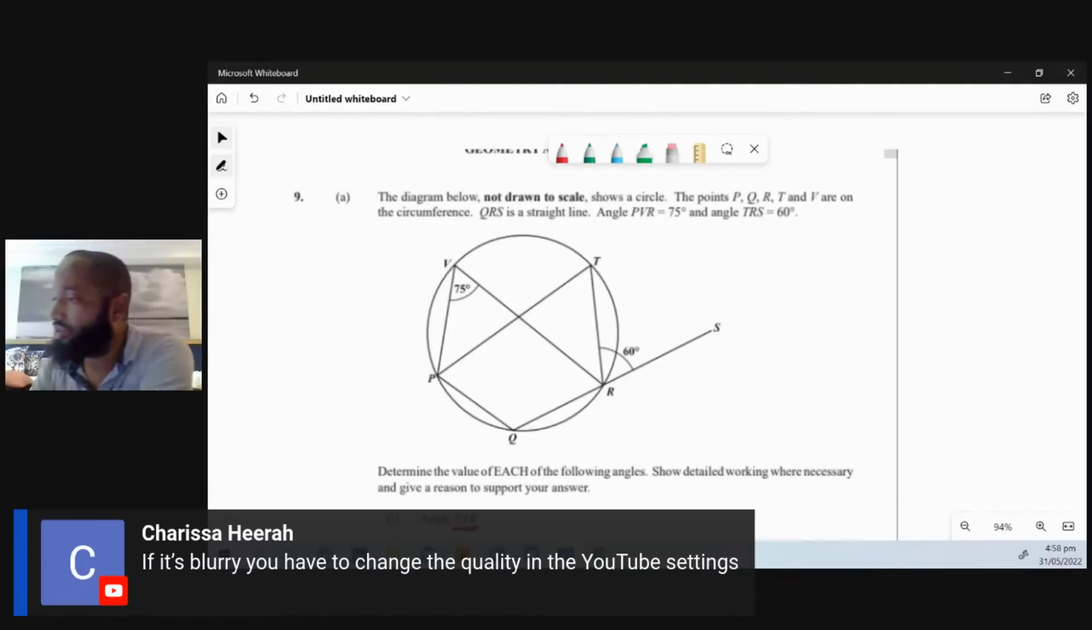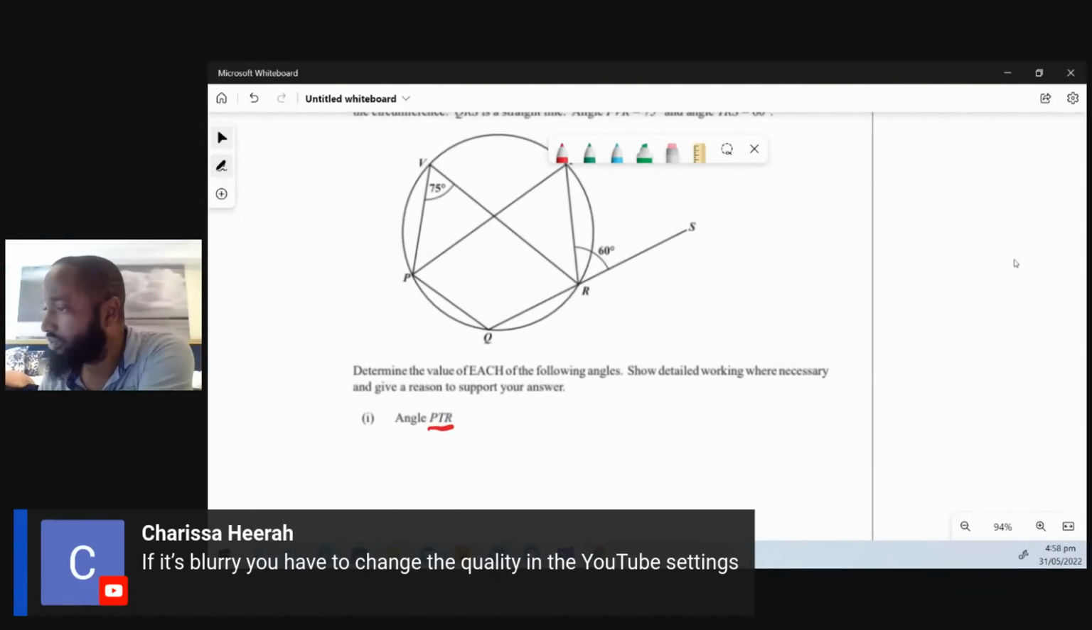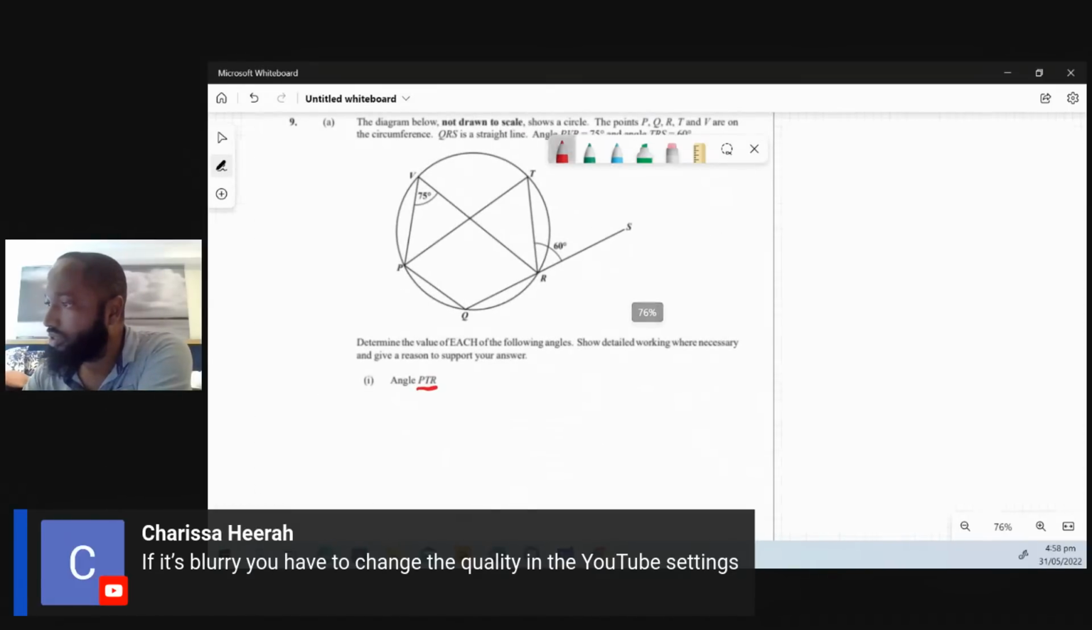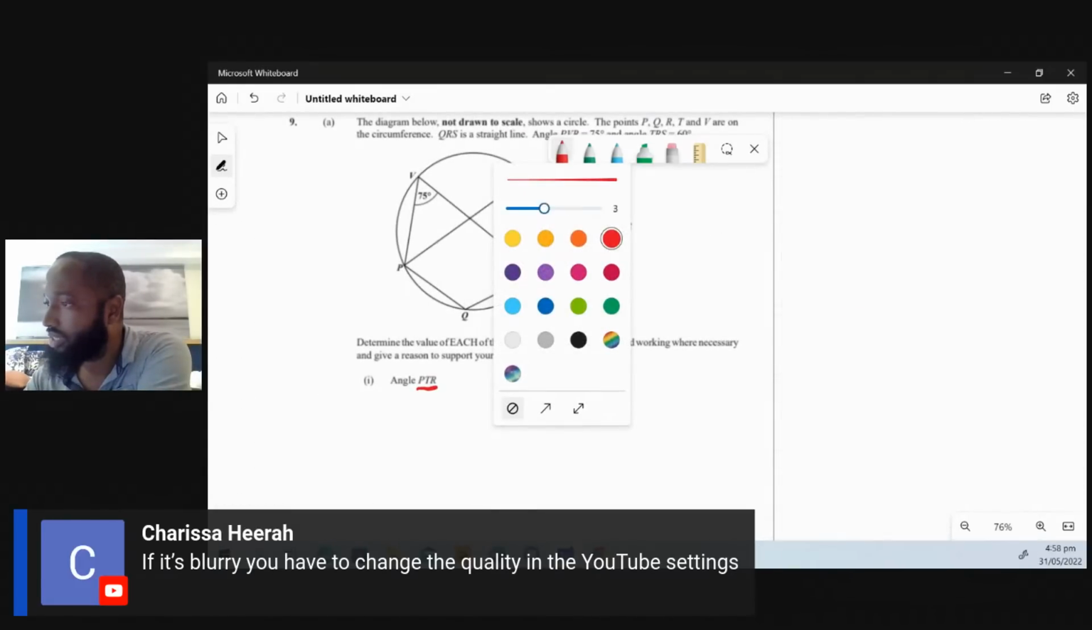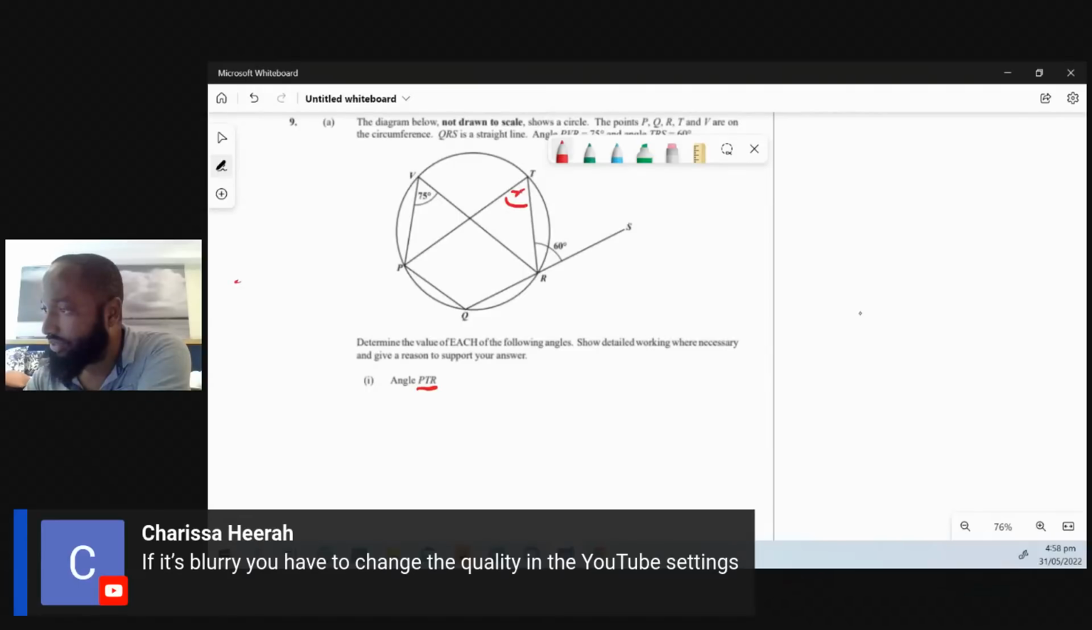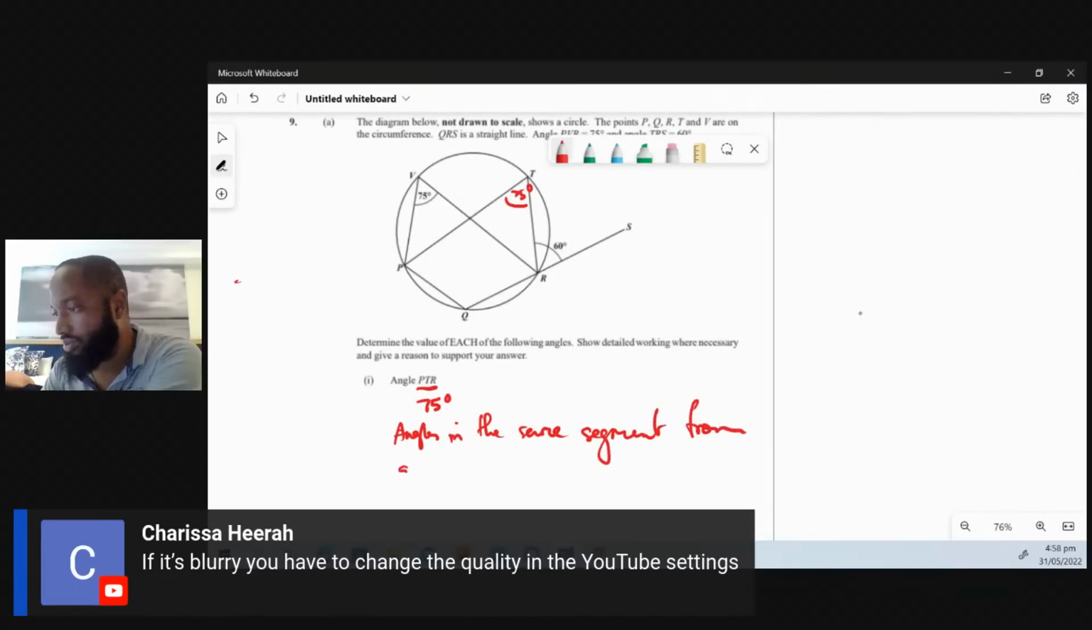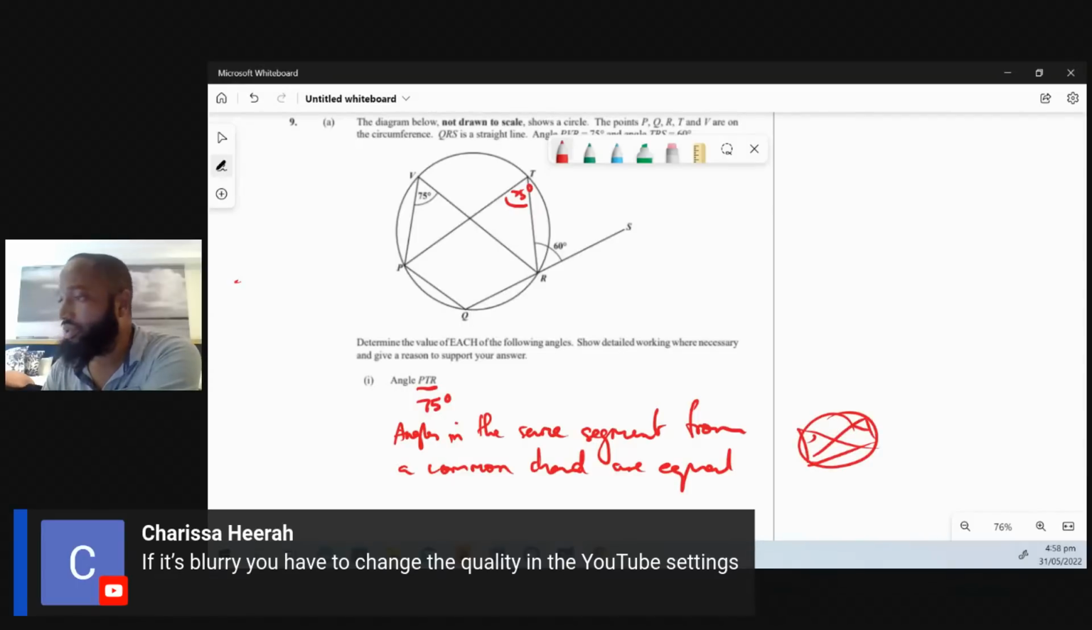So angles from a common chord in the same segment are equal, right? So let's make this a little smaller. So this has to be 75 degrees, right? I agree. 75 degrees. Angles in the same segment from a common chord are equal. That feels good to me. These angles are equal. What is the next one? PTR, so that is 75.